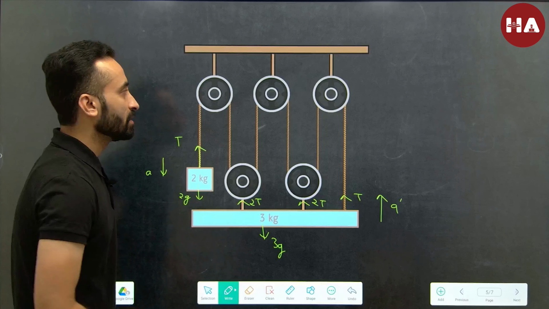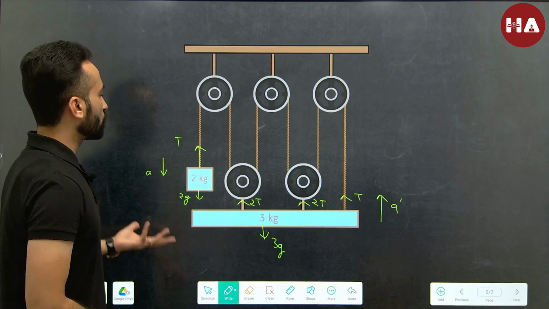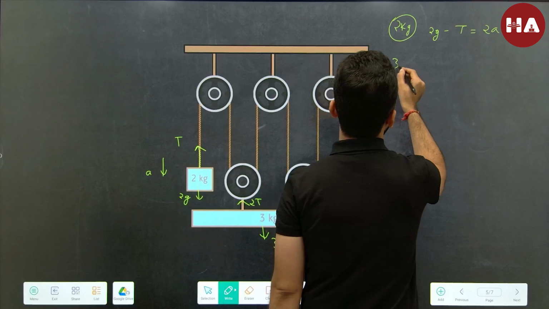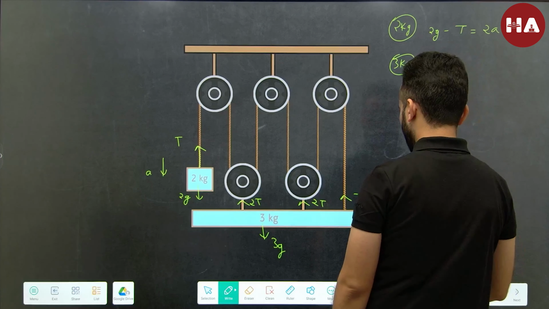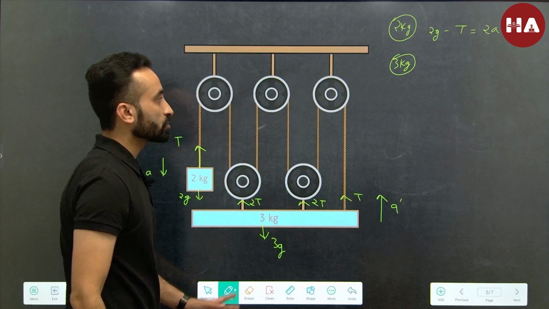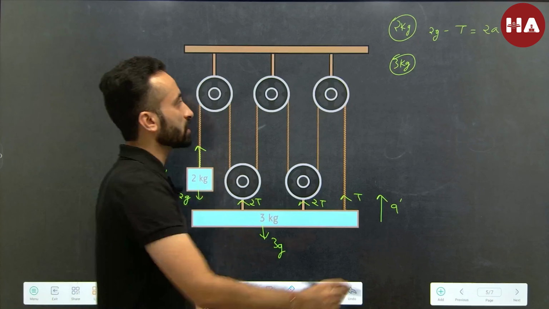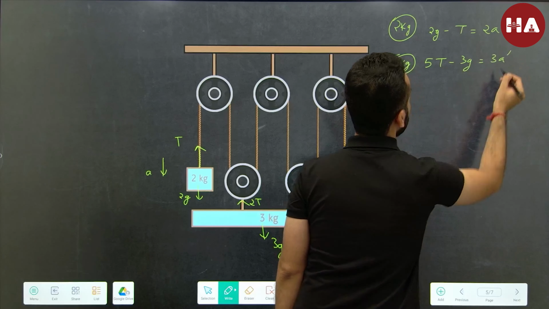So let's start with the correct assumption. What are we going to write for 2 kilogram? You can pause the video and try it yourself first. So this is 2G minus T equals 2A. While for 3 kilogram, what are we going to write? So 3 kilogram is going upwards. What is the net upward tension acting on it? 2T, 2T and T. So that is 5T. So I'm going to write 5T minus 3G equals 3A dash.